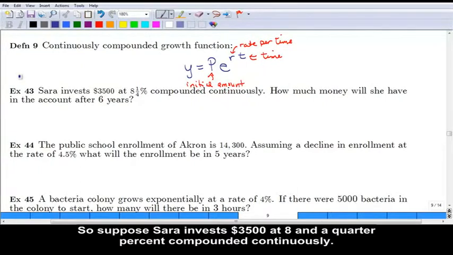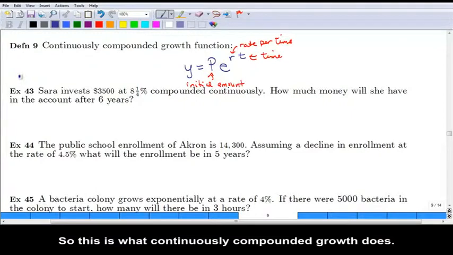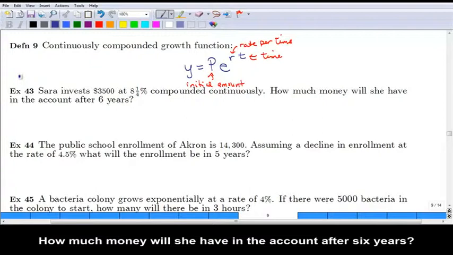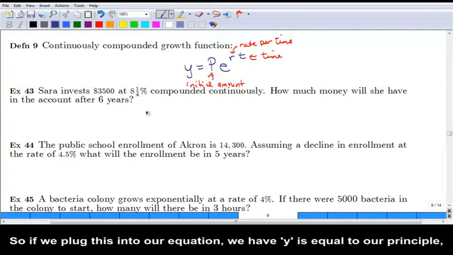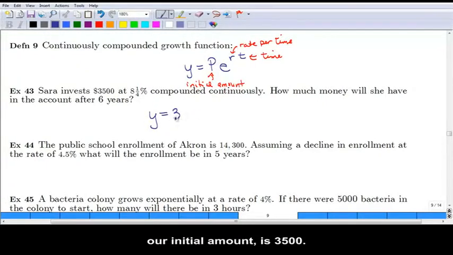So suppose Sarah invests $3,500 at 8.25% compounded continuously. This is what continuously compounded growth does. How much money will she have in the account after 6 years? If we plug this into our equation, we have y is equal to our principal, our initial amount, 3,500. We multiply that by e to the r.